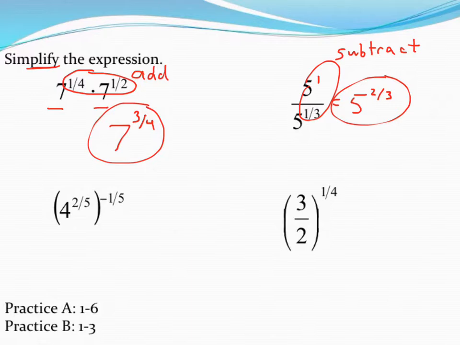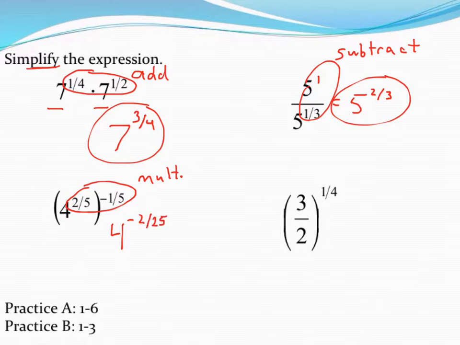Continuing along the bottom, this time I have a power raised to a power. Well, our rule in this case, whether we're working with fractions that are exponents or not, is to multiply the 2 exponents together. So again, if you need help with multiplying fractions, maybe watch a different video or ask me in class. Otherwise, just use a calculator at this point. 2/5 times negative 1/5 leaves us with negative 2 over 25.